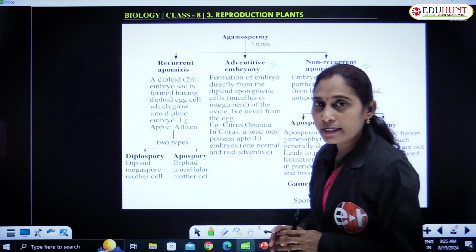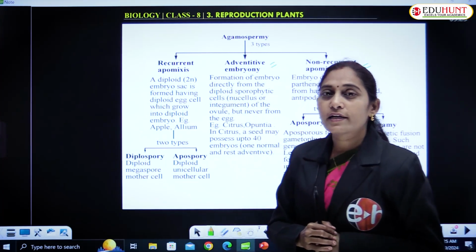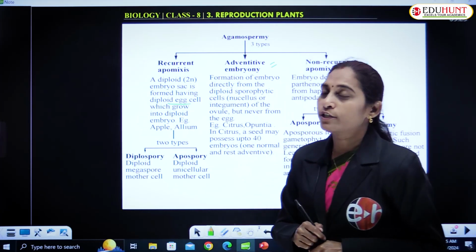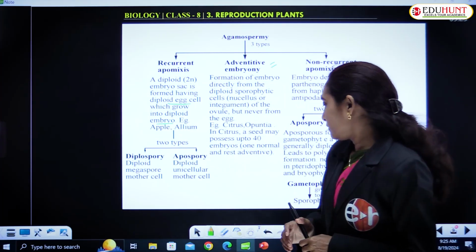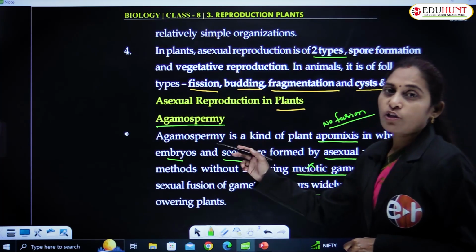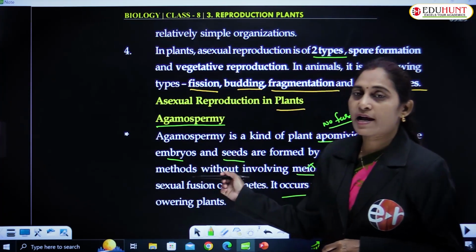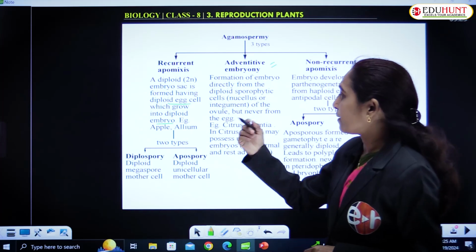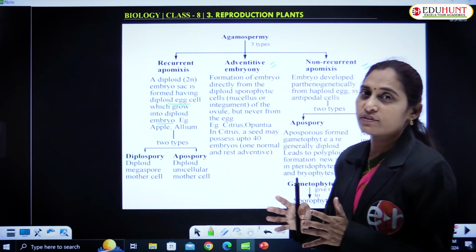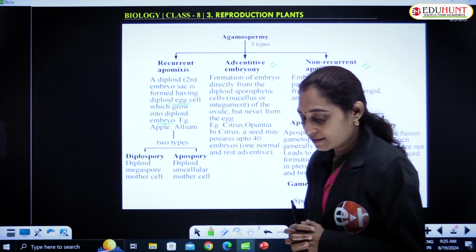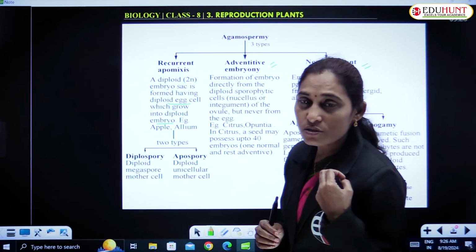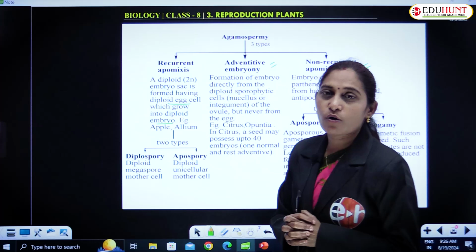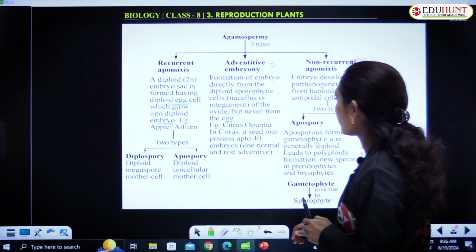Let's see what is recurrent apomixis. In this, a diploid embryo sac is formed having a diploid egg cell which grows into a diploid embryo. Just now we have seen that without fertilization they produce embryos and seeds. It is the production of seeds and embryos and egg cells, but without meiotic division. These are all diploid. As I said, diploid is nothing but there are two sets of chromosomes present in the cell. A diploid embryo sac. What is an embryo sac? Let's see what is an embryo sac.